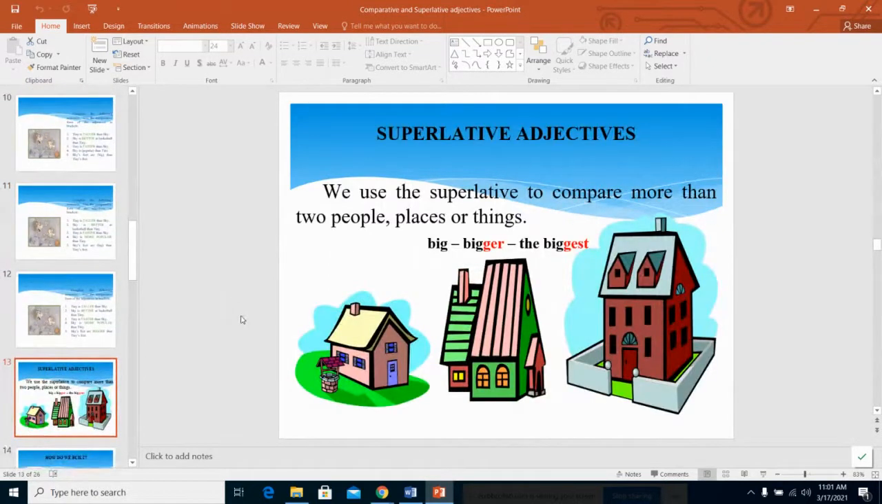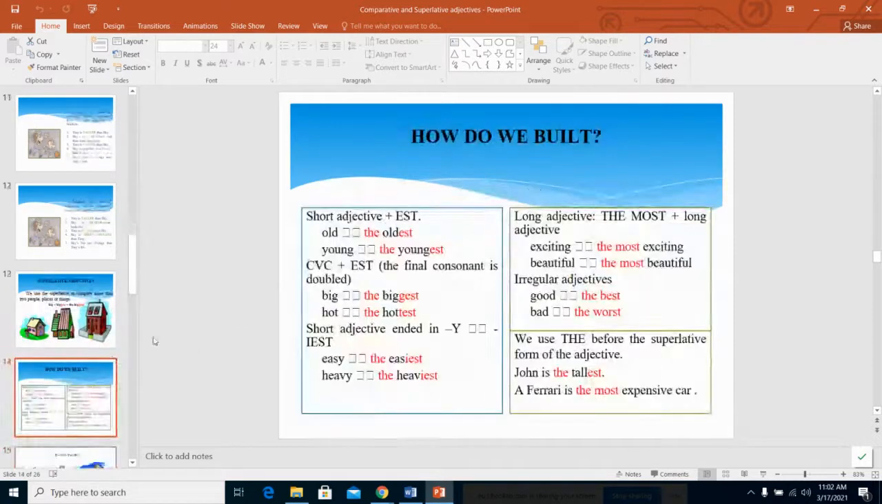So now let me come to superlative adjective. The first one we have done is comparison, when we compare two things. But we can use superlative adjectives to compare more than 2 things, more than 2 persons, more than 2 places. Those are superlative adjectives. So let's talk about superlative adjective.